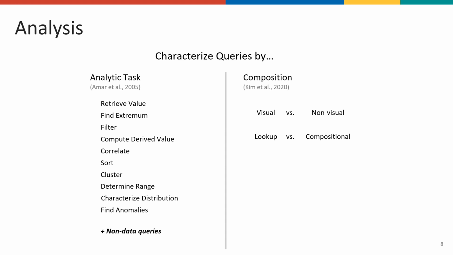We analyzed the collected queries using several different classification schemes. First, we used prior work's analytic task taxonomy. There were also plenty of queries not related to the data, so we marked them separately. Next, we checked if a query was a visual query, meaning that it contained visual reference to the visualization. For example, what is the highest temperature is a non-visual query, whereas how long is the tallest bar is a visual query. Lastly, we checked if a query was a lookup query or a compositional query. Lookup queries are simple queries that retrieve a single value, while compositional queries require more complex data operations. We also went through a qualitative coding process to find interesting themes.